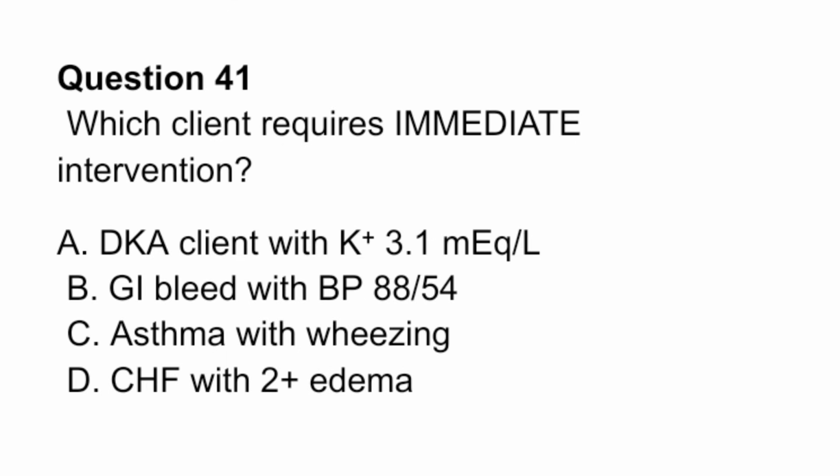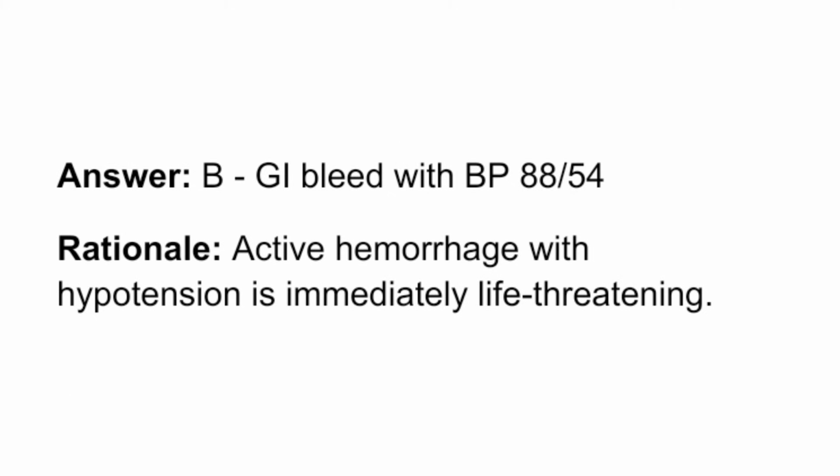Question 41. Which client requires immediate intervention? A. DKA client with K plus 3.1 milliequivalents per liter. B. GI bleed with BP 88/54. C. Asthma with wheezing. D. CHF with 2+ edema. Answer is B. GI bleed with BP 88/54. Rationale: active hemorrhage with hypotension is immediately life-threatening.